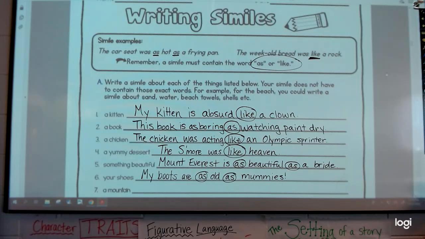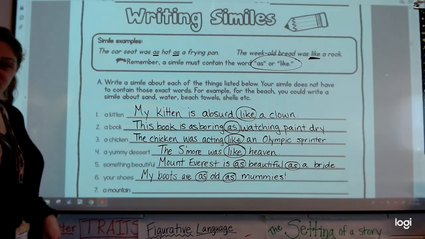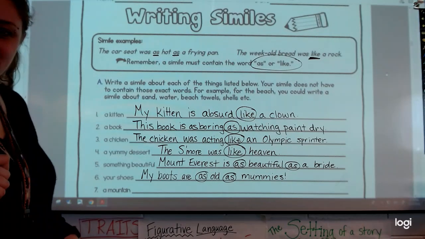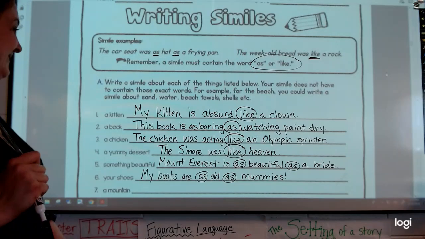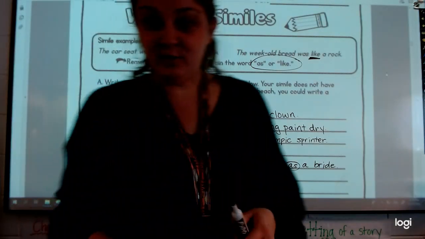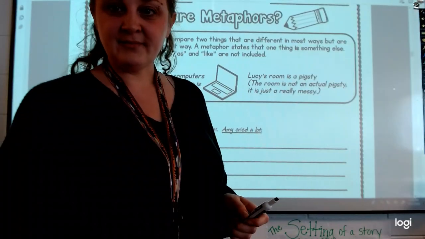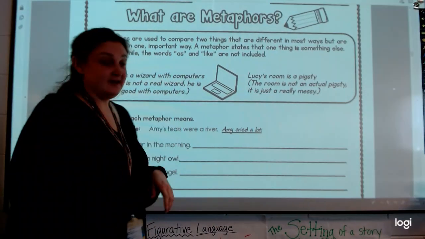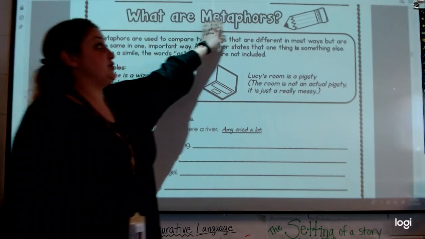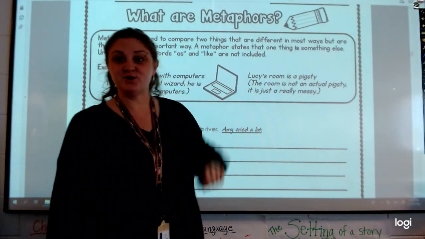Oh, you know what? I talked about a mountain here, but they actually want us to write about a mountain down below. So I'm going to skip that one for now. All right, now I'm going to pause really quickly to get the next page up, so hang with me. I'll be right back. Okay, I am back. And our screen now is going to show you what metaphors are, okay? Metaphor is the word of the day.